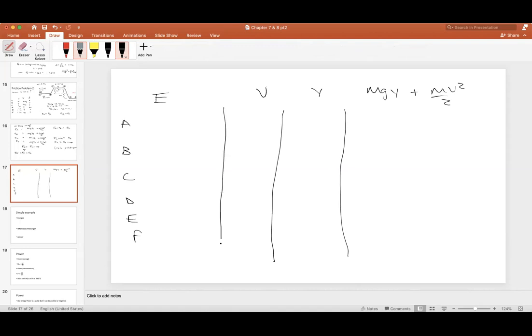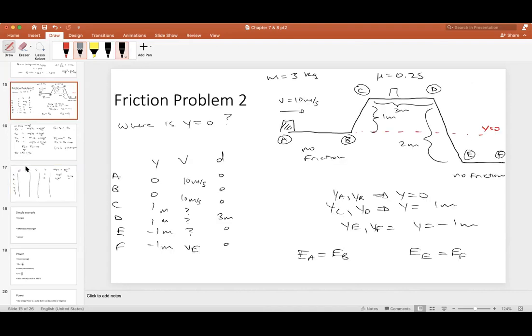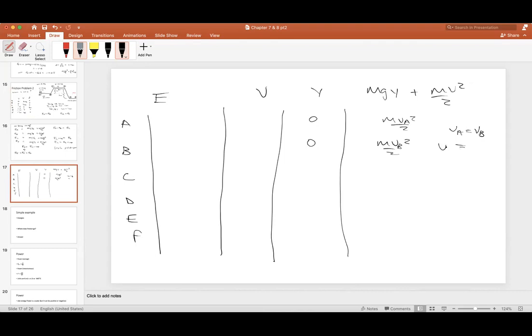But I want you to see what the energy is, okay? So the energy at A, there's Y is 0, and at B, YB is 0. So this is mvA squared over 2, and this is mvB squared over 2, but they're equal. So VA is equal to VB, and VA was equal to, what did we say? 10 meters per second.